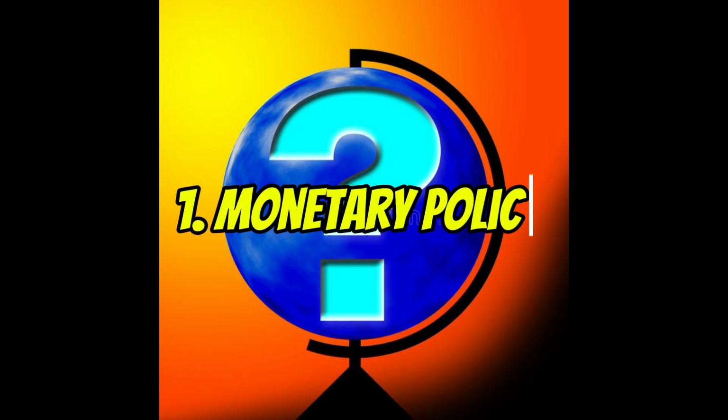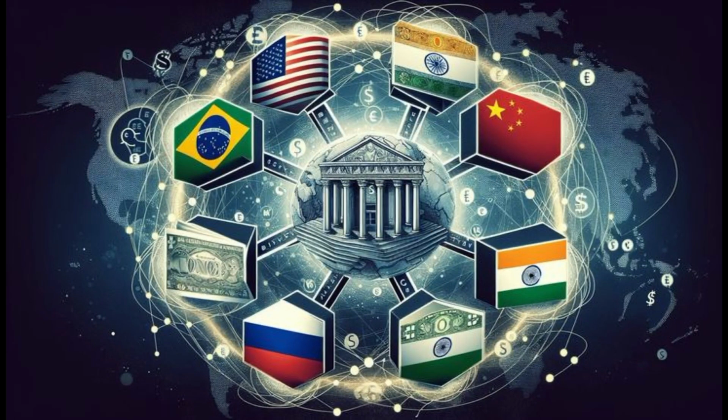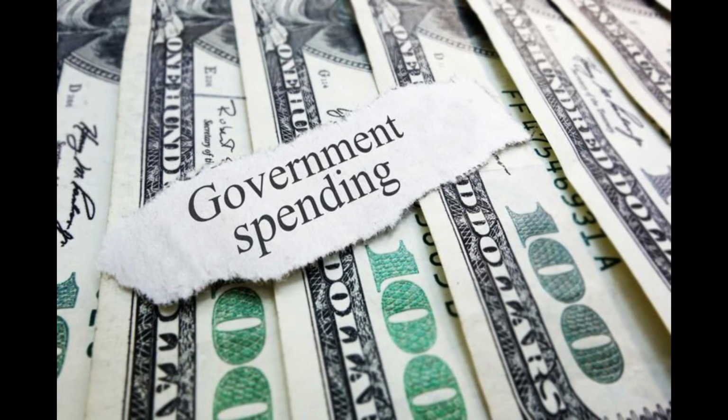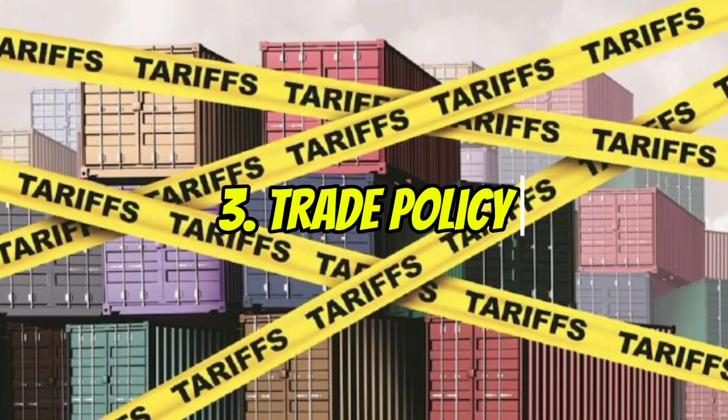1. Monetary policy. Central banks, like the Federal Reserve or the European Central Bank, can adjust interest rates to influence currency values. Lower interest rates tend to weaken a currency, boosting exports by making them cheaper abroad. Higher rates can strengthen a currency, encouraging imports. 2. Fiscal policy. Government spending and taxation can affect trade. For example, investing in industries like renewable energy can boost export capacity, while subsidies for local producers can reduce reliance on imports.